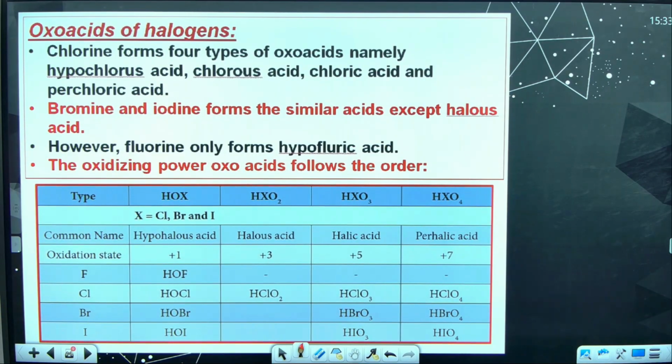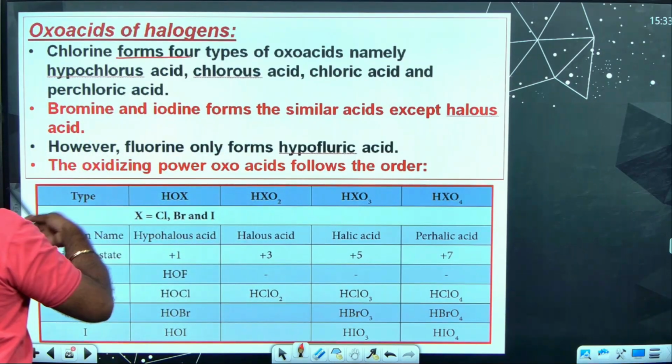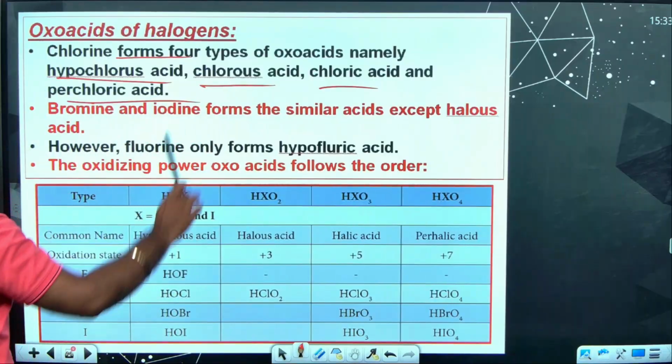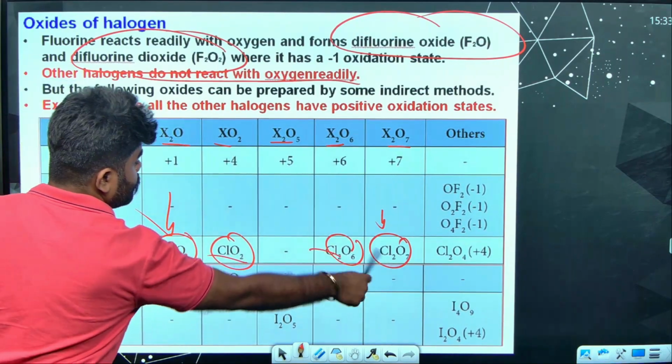So I told you about the different oxo acids that are formed. Already we saw that chlorine forms hypochlorous acid, chlorous acid, chloric acid and perchloric acid. Perchloric acid. Okay.